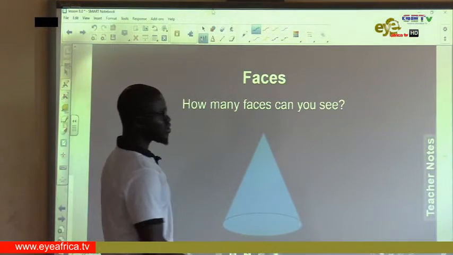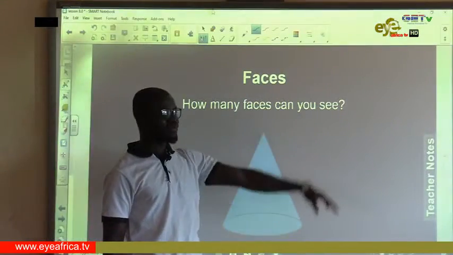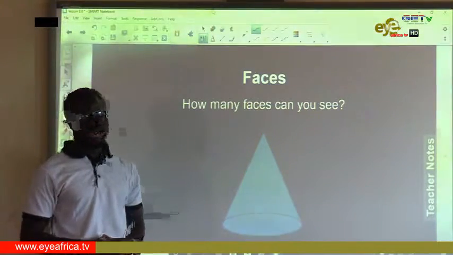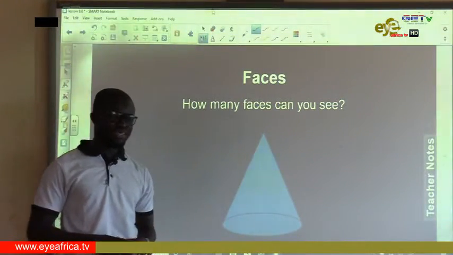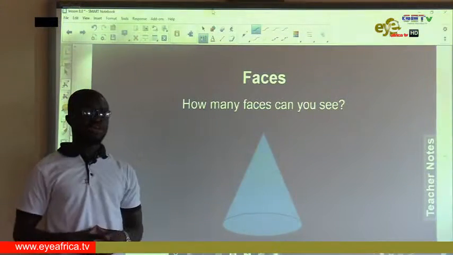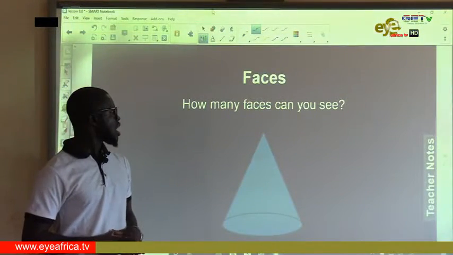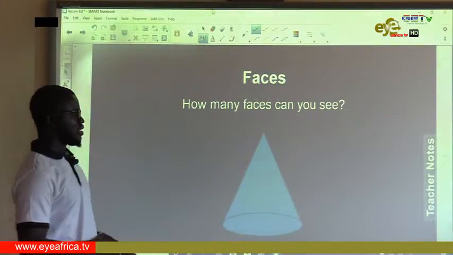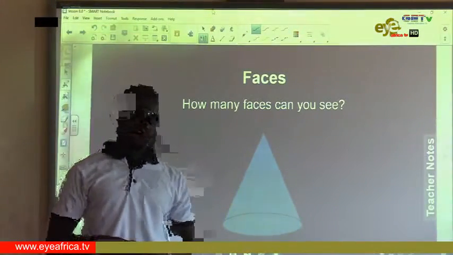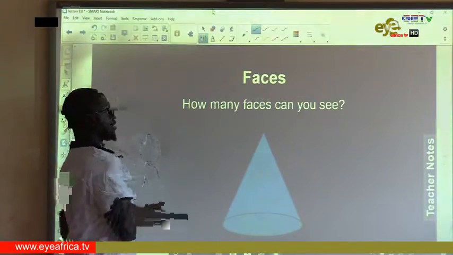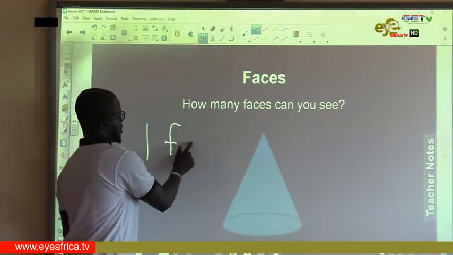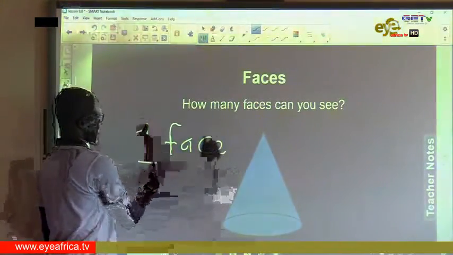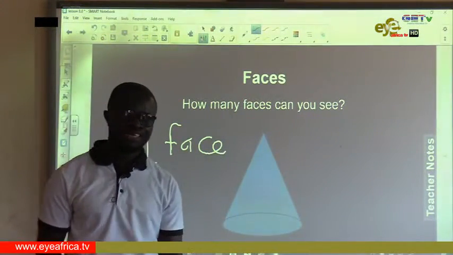Now the question about the cone is, how many faces can you see? Remember, we center our attention on the flat surface. How many faces can you see? Your attention should be on the flat face. How many faces can you see? The correct answer is, it has 1 flat face. So the correct answer is 1 face. Let's move to the next slide.